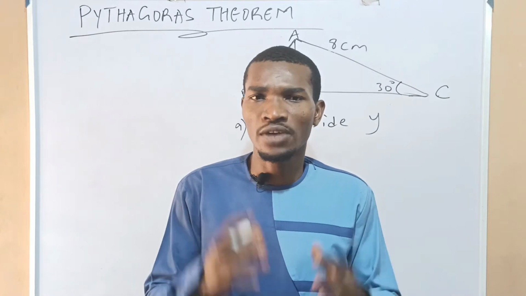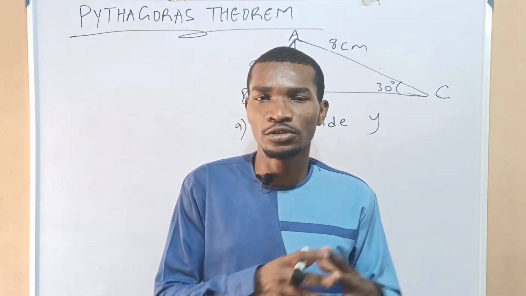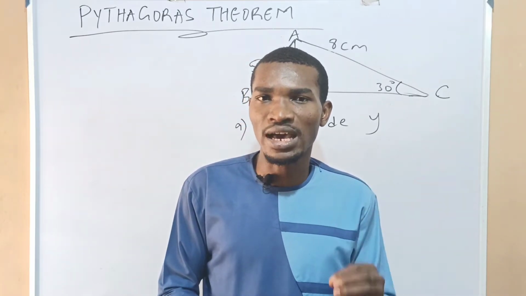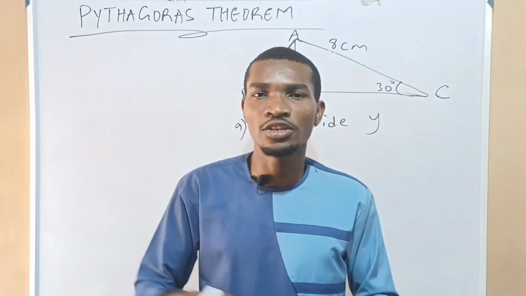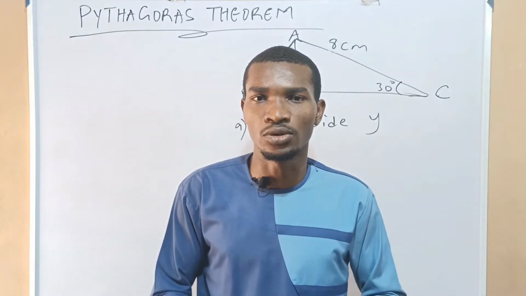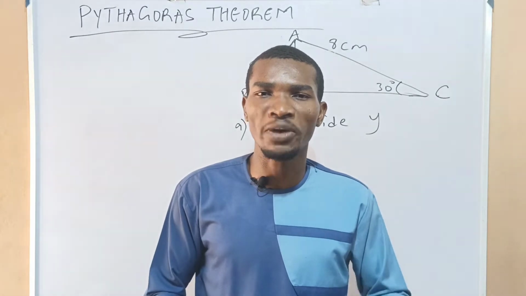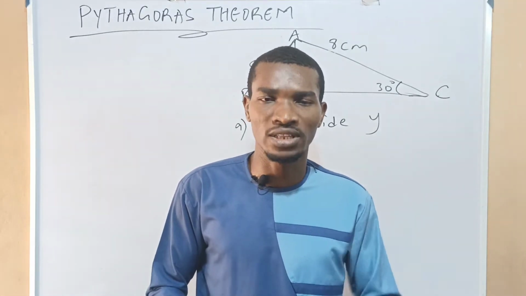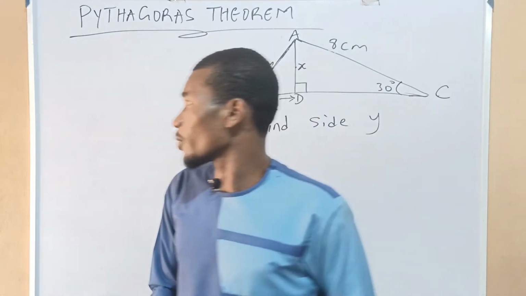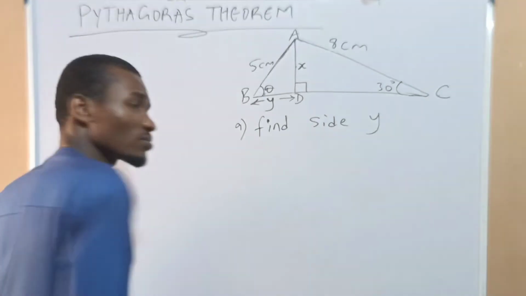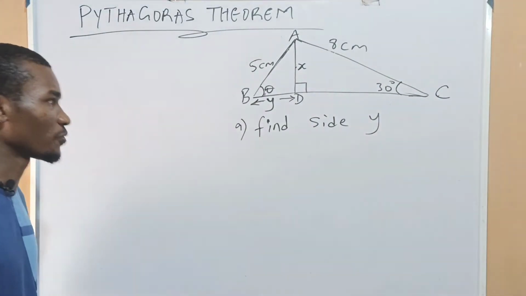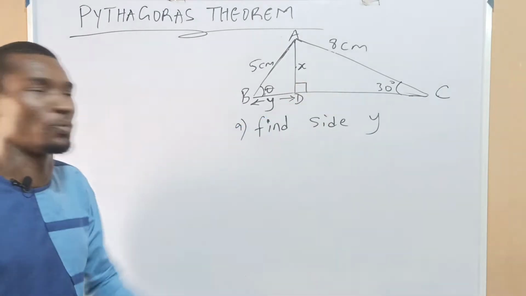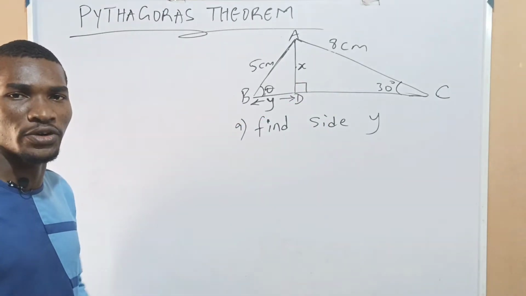That means whenever two sides of a given right angle triangle are given and you are asked to find the remaining side, it is ideal to use Pythagoras theorem to find the other side of it. Alright, I want to go into stating the Pythagoras theorem before we go into solving a problem regarding Pythagoras theorem.